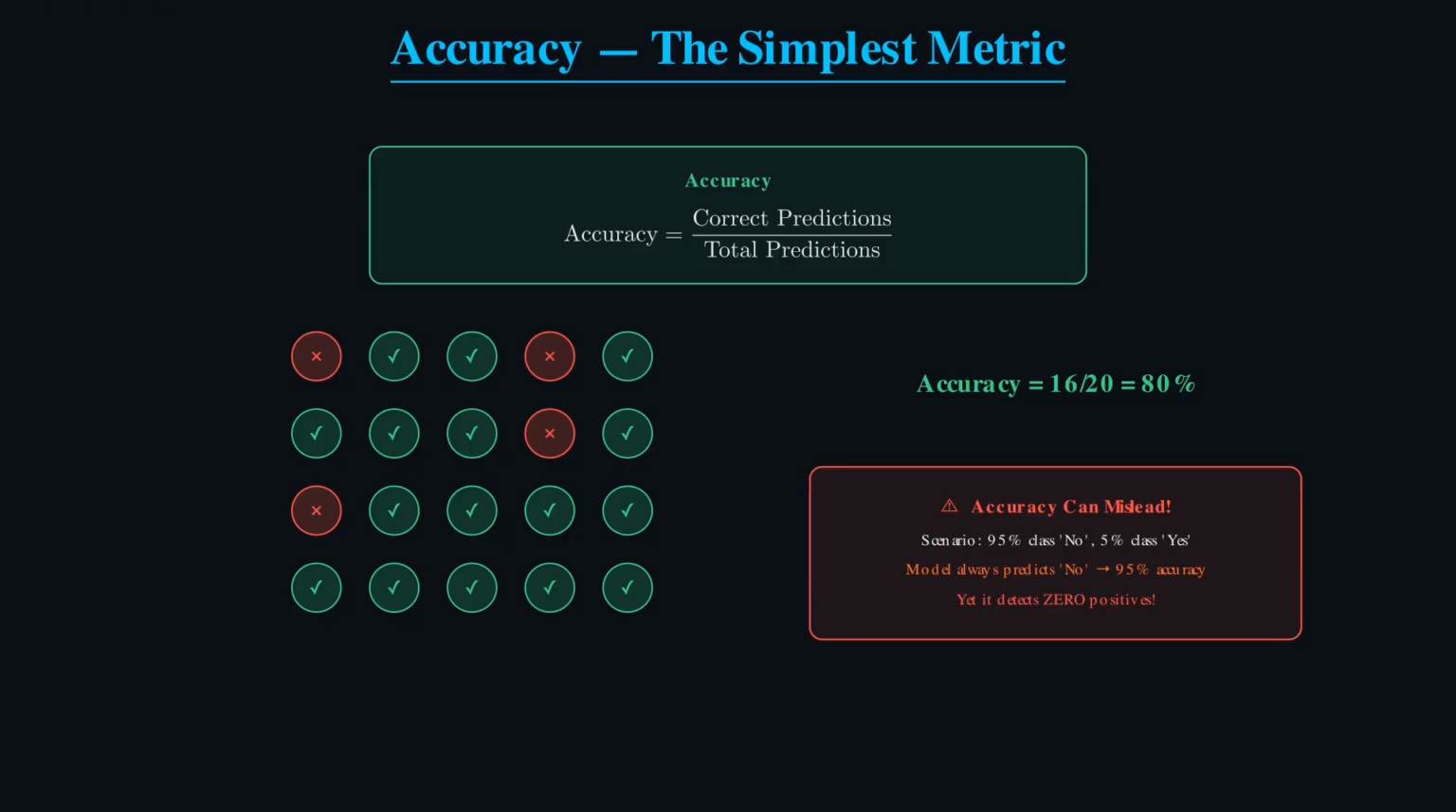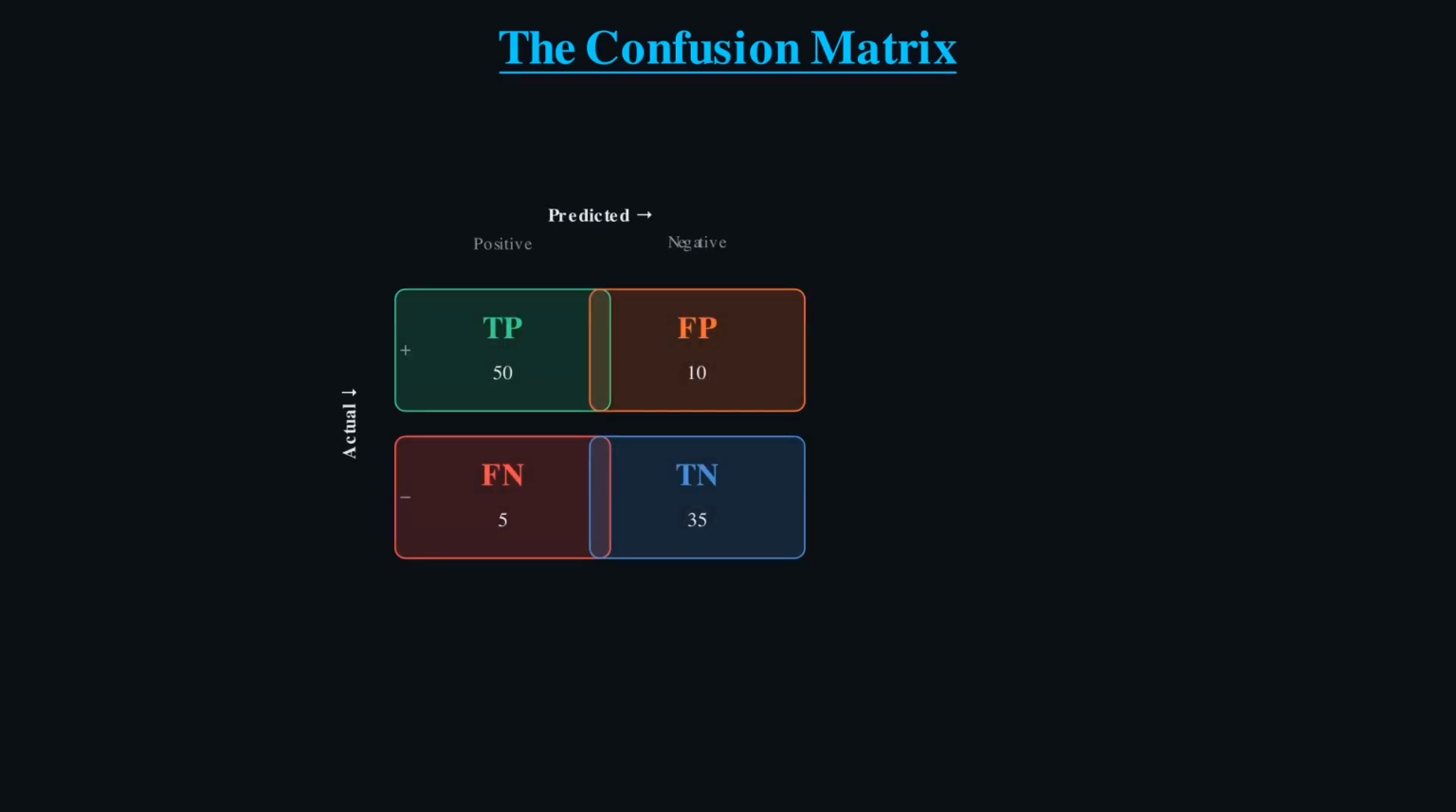We turn to the confusion matrix. It splits every prediction into 4 clear buckets. True positives and true negatives show where your model succeeds, while false positives and false negatives expose exactly where it's failing. Instead of one misleading number, you get a full diagnostic map of your model's real behavior.